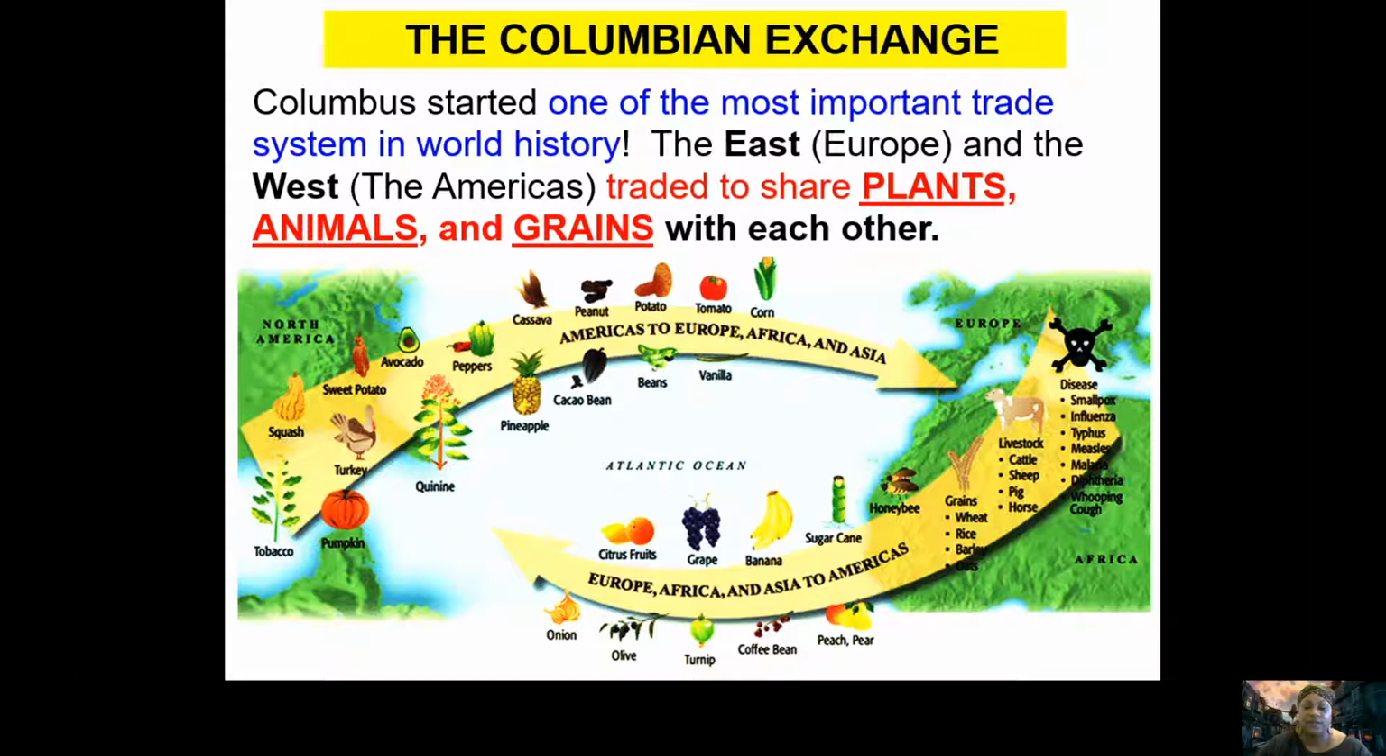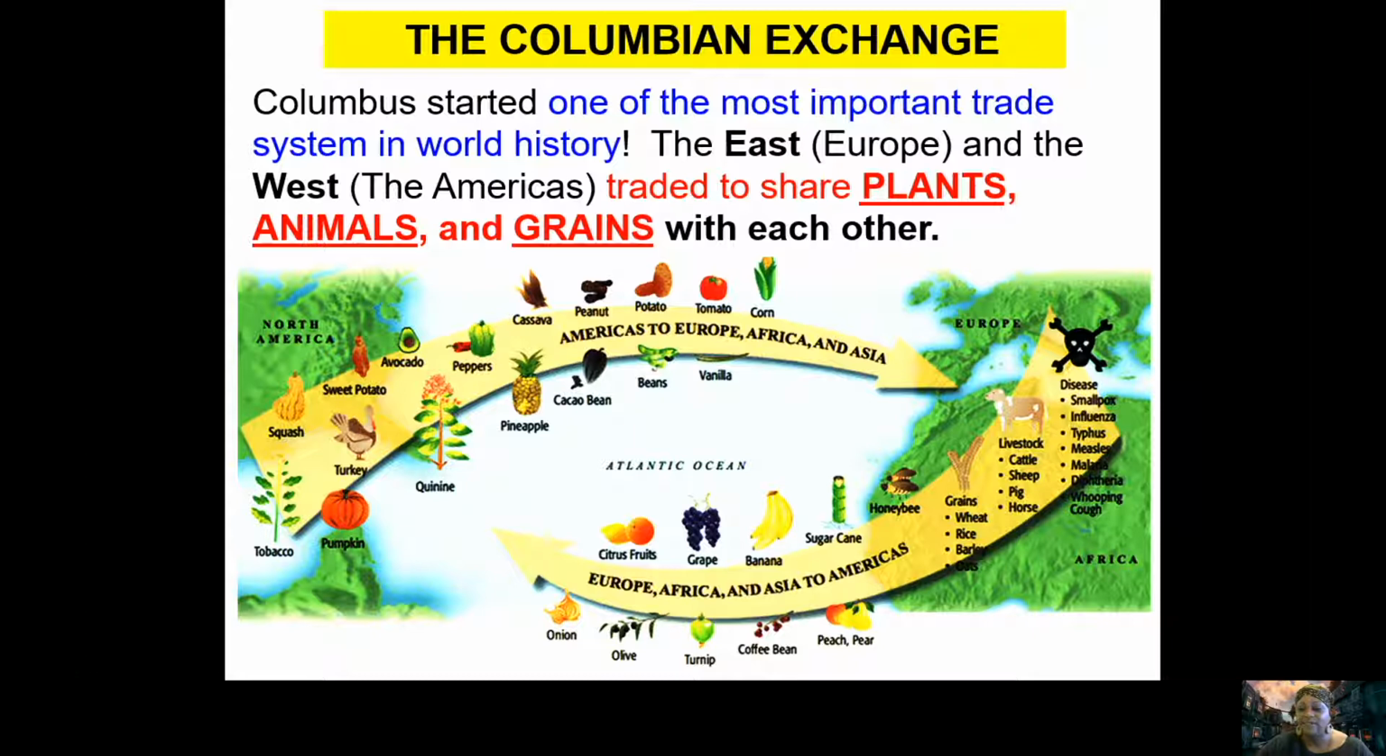For example, if you love eating hamburgers, you probably want to thank Christopher Columbus, because he brought the cattle to America, and he also brought certain fruits like bananas, sugarcane, grapes, and citrus fruits. These were brought into the Americas. But there were also some things that Christopher Columbus took back with him to Europe, such as sweet potatoes, avocados, peanuts, potatoes, tomatoes, corn, even pineapple.